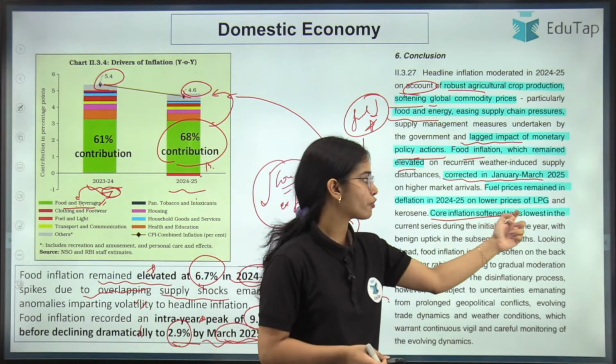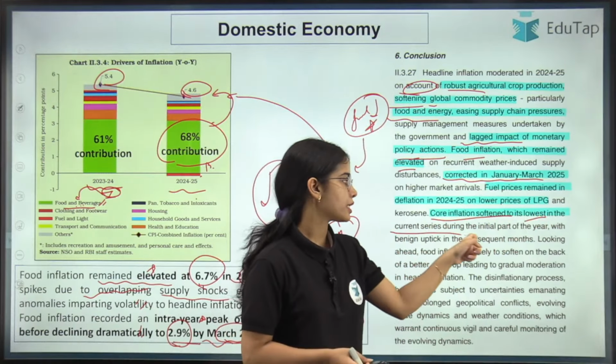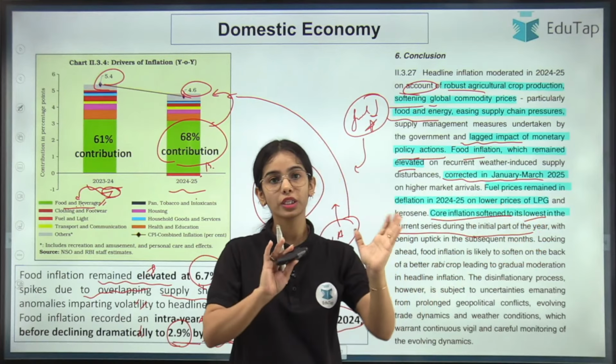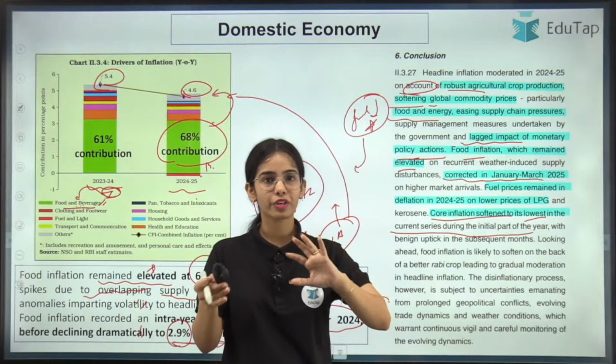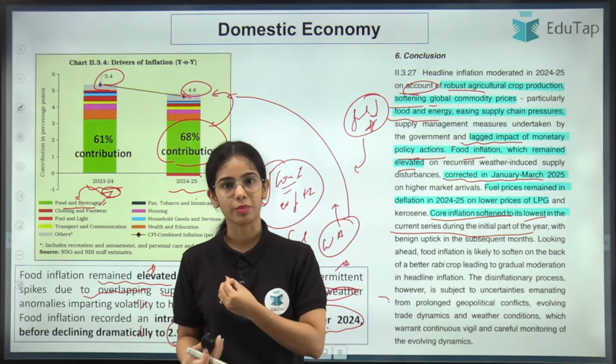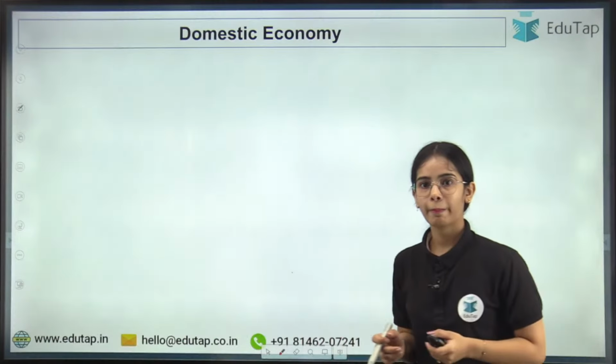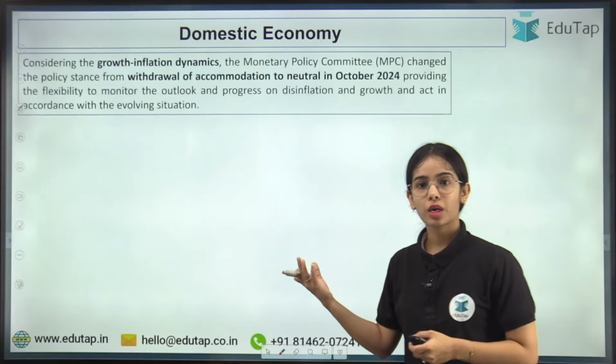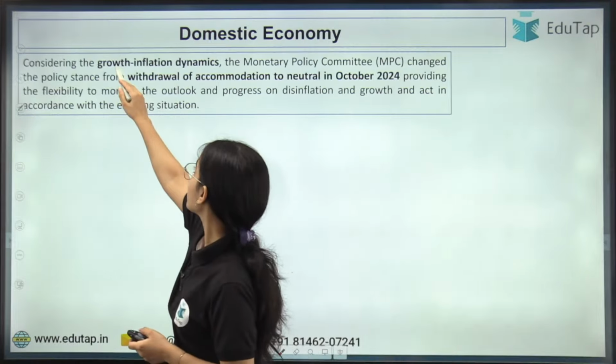Now core inflation softened to its lowest in the current series during the initial part of the year. During the first half of 2024-25, there was a lot of correction in core inflation, and core inflation decreased by a lot. So these are the reasons. Now, coming to the next part, considering the growth inflation dynamics.